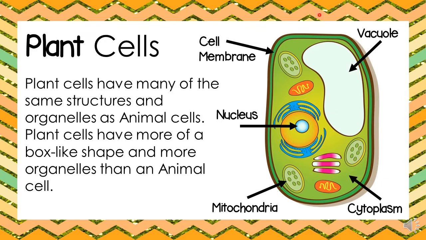Here is that big, huge vacuole for storing water, because a lot of plants are adapted for water storage. Plant cells have many of the same structures and organelles with a few key differences. One is the shape. Plant cells are going to be a little more boxy, more rectangular, and they have that huge vacuole. You can see that when you look at some of these.